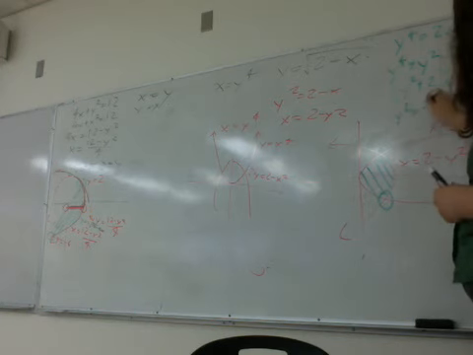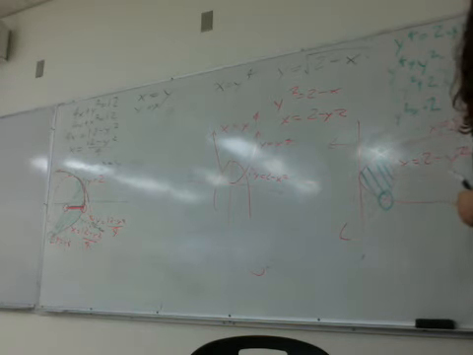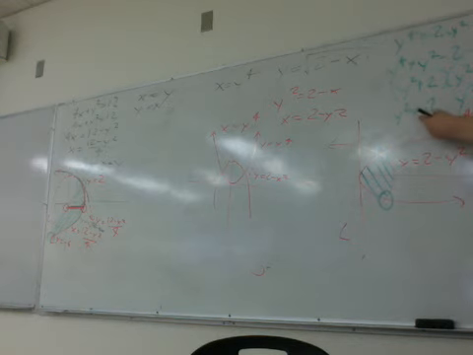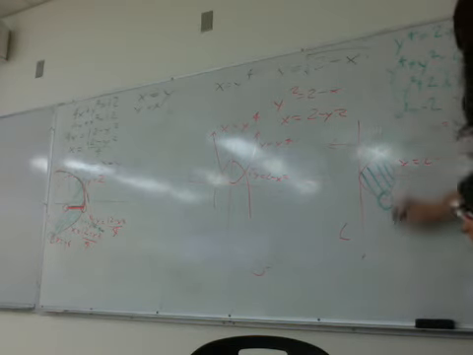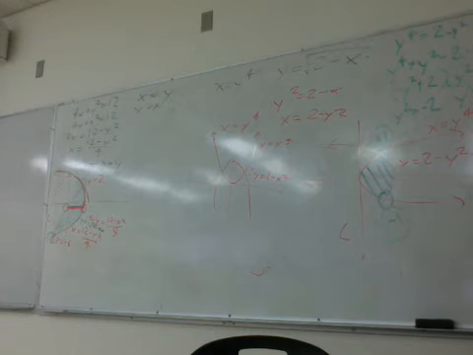So either y squared is negative 2 or y squared is 1. This one clearly doesn't work. Y squared can never be a negative number. If y squared is 1, y is plus or minus 1. So this one up here is at plus 1. This one down here is minus 1.